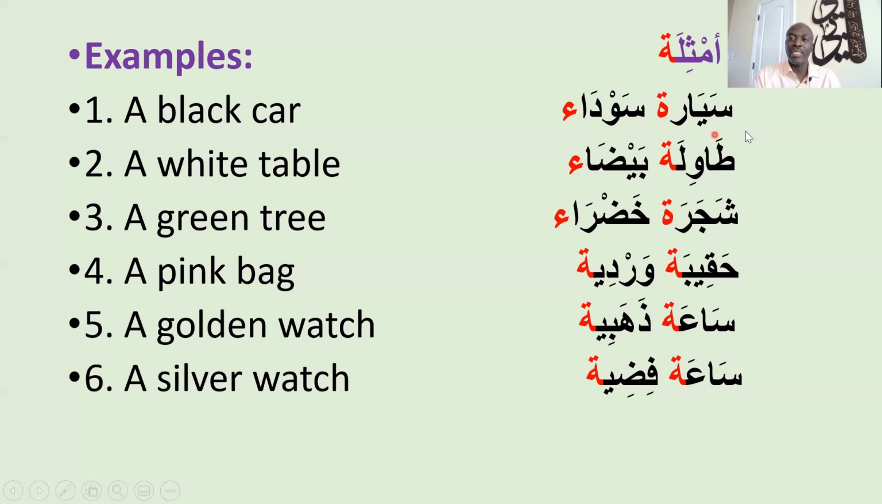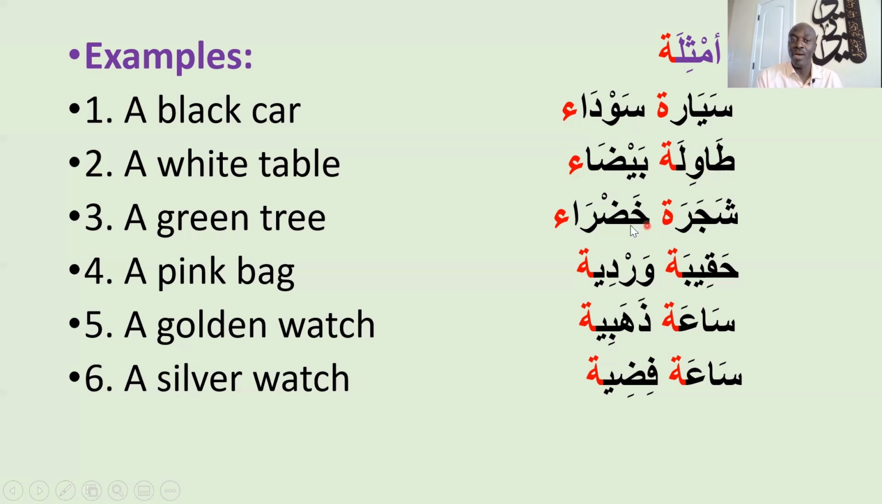سيارة سوداء. سيارة is feminine, so سوداء has to match the noun, which is سيارة. So سوداء, the color aswad, the color black, has to be in its feminine form to match the noun, which is سيارة, because it's feminine. طاولة بيضاء. A white table. So طاولة is table. بيضاء, the color of that table is white. So بيضاء has the feminine form because طاولة is a feminine noun.